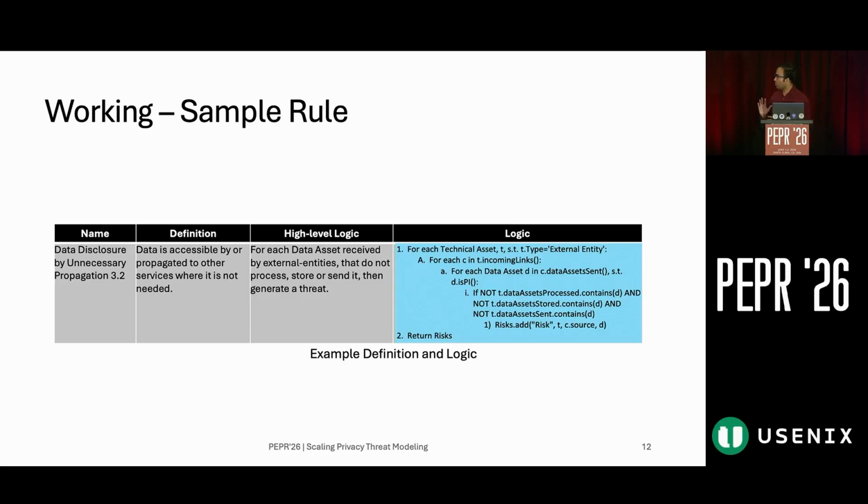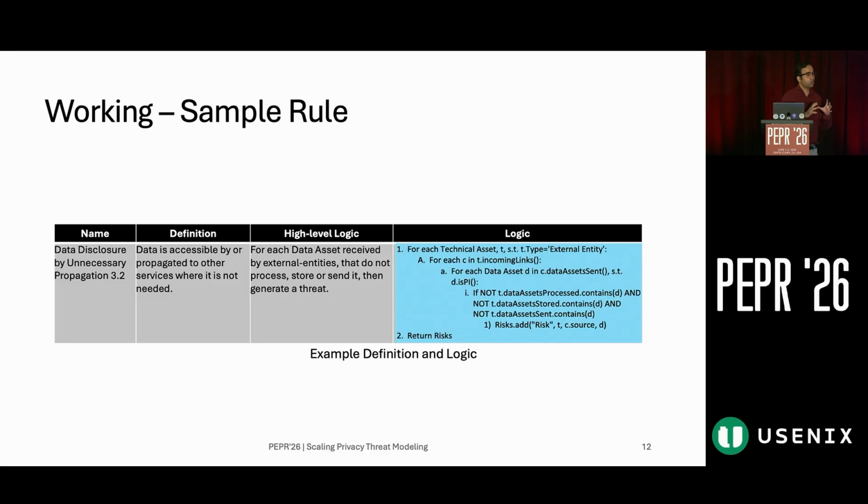But I want to walk through a sample example of how we went about building a rule. We take a threat and see how we built a rule for it. This particular threat belongs to the data disclosure category of LINDDUN. It's called data disclosure by unnecessary propagation. The definition given within LINDDUN would be something like: data is accessible by or propagated to other services where it is not needed.